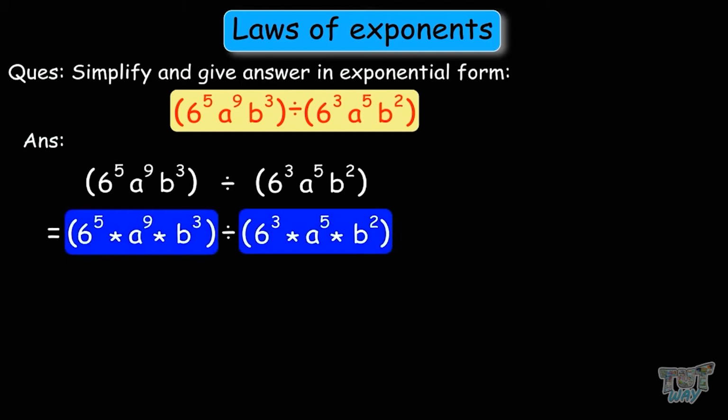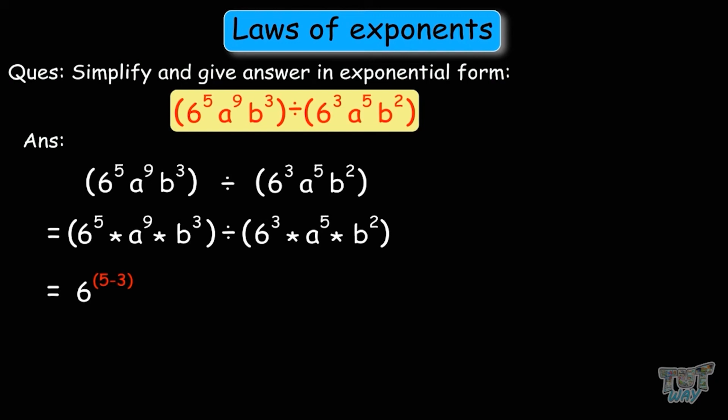Now whenever you have to divide two expressions, you can divide the individual powers that have the exact same base. So we can write it as 6 to the power of 5 minus 3, or 6 to the power of 2. This is because 6 to the power of 5 and 6 to the power of 3 have the same base. Then next, a to the power of 9 and a to the power of 5 becomes a to the power of 9 minus 5.